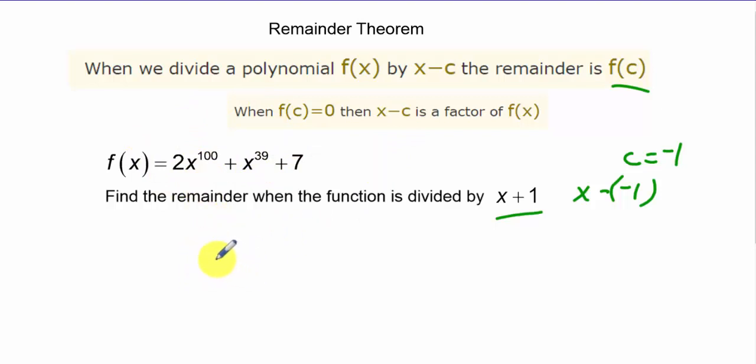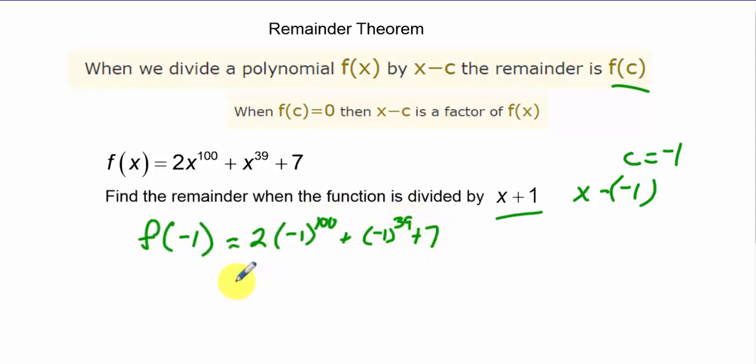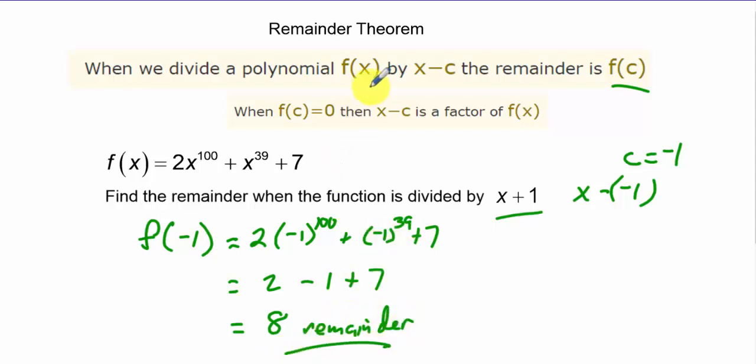All right, so if we just want the remainder, if that's all we're interested in, all we have to do is take f of c, which in this case is -1, and plug that in. So I have -1 to the 100th plus -1 to the 39th plus 7. This gets me a +1 times 2 is 2. This gets me a -1. This gets me a 7. And I'm left with a remainder of 8. Again, this only works when you have an x minus c form.